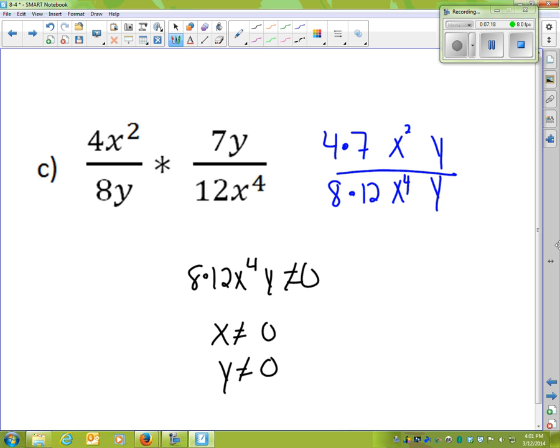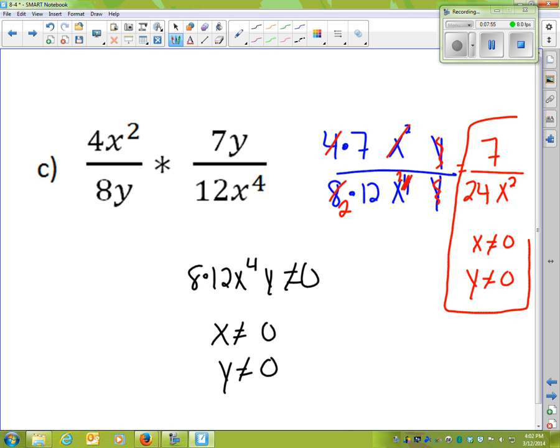Now I'm going to come back and reduce. The 4 goes into 8, leaving me with 2. X squared cancels with x to the 4th, leaving me with x squared, and the y's cancel. Nothing else in the numerator. 2 times 12, which is 24, x squared, where x cannot be 0 and y cannot be 0.